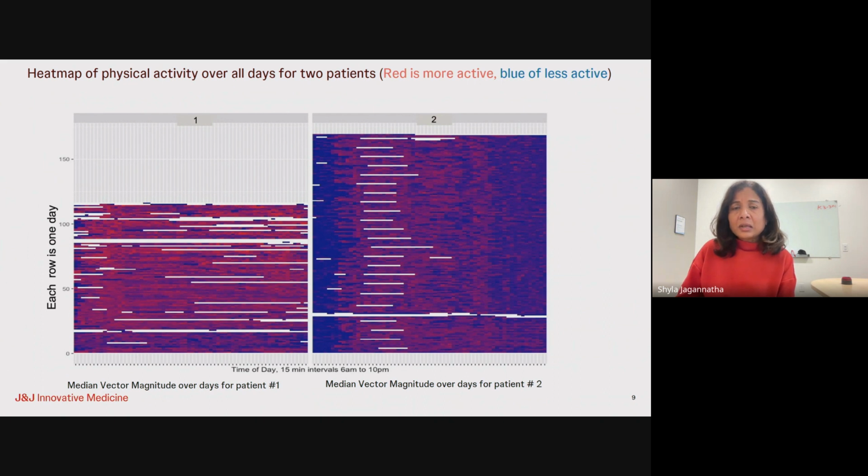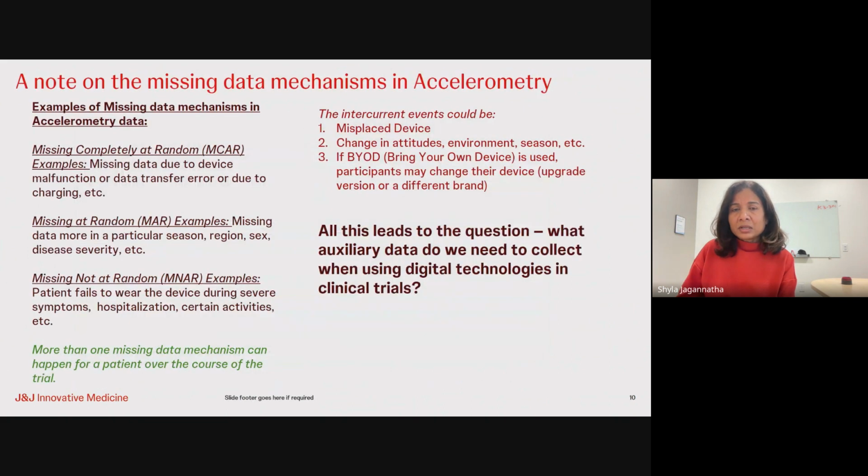Without knowing much about what is causing that missingness, it's very difficult to decide. To me, the right plot looked like missing not at random. So it's very difficult to decide what the missingness constitutes. I won't go over these in detail because the MCAR, MAR, MNAR can be different for different endpoints and different devices. How we define the endpoints can all play into how this matters.